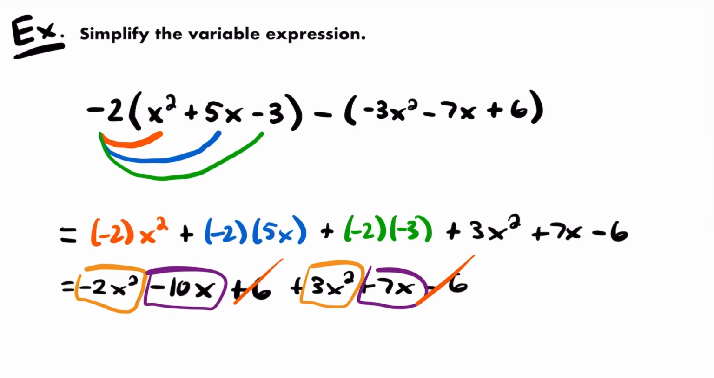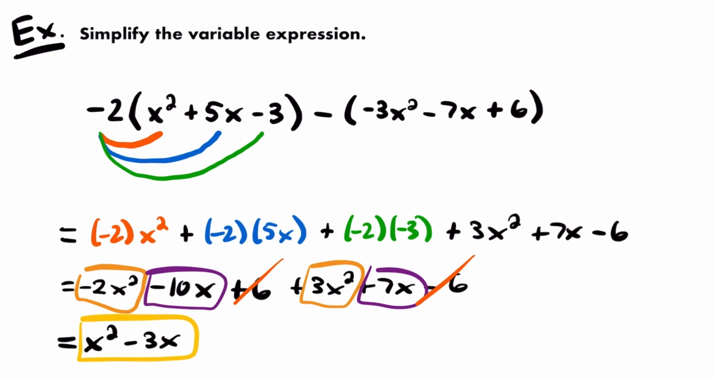All right, so to finalize our answer, we want to add our like terms that we identified that will not result in 0. Negative 2x squared and 3x squared, adding the coefficients gives you positive 1. So we would just represent that with x squared. The coefficient is assumed to be 1 in that case. And then for negative 10x and 7x, negative 10 plus 7 is negative 3. So we have minus 3x. Okay? And that right there is the fully simplified form of this variable expression.